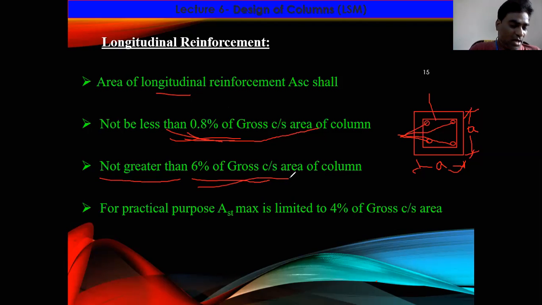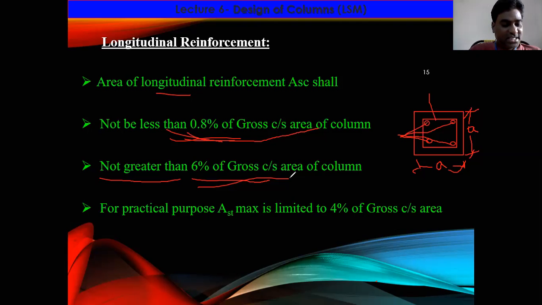But there are other limitations as per IS 456:2000. You just go to the code book, clause number 26.5.3.1, longitudinal reinforcement. The cross-sectional area of longitudinal reinforcement shall be not less than 0.8% nor more than 6% of the cross-sectional area of the column, right? But there is a note. This is a very important note. While designing, you should remember this one.